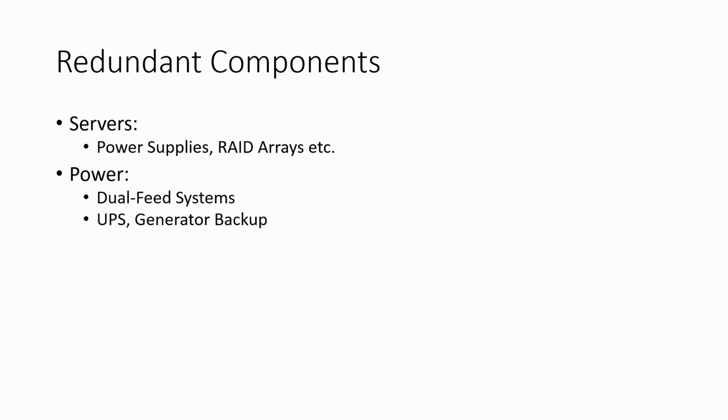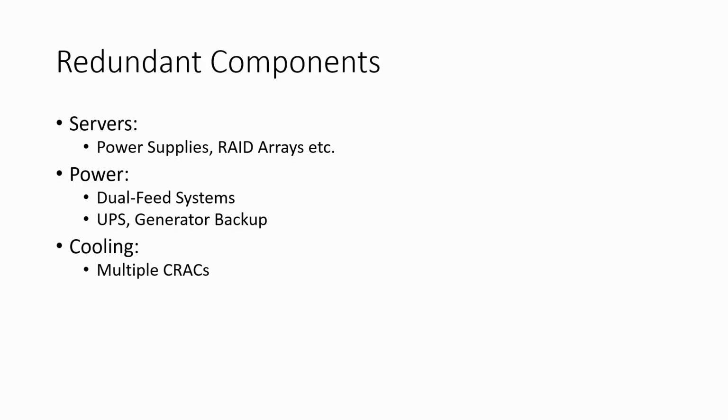Next, we have power. We can have dual feed systems designed in the data center where you have multiple power feeds, possibly coming from different power sources, that are used to feed power into the various IT components in the system. In addition, most data centers have some sort of UPS in case there is a power failure, and the UPS will last long enough so that the data center can switch to a generator backup system.